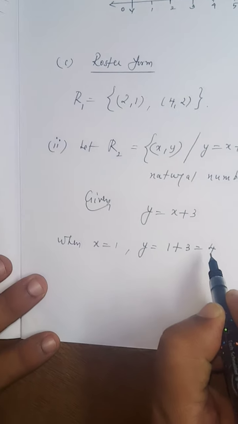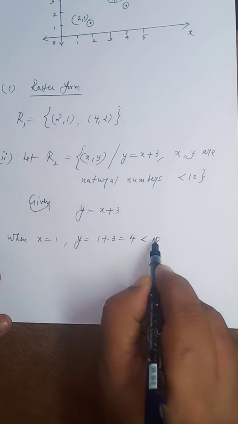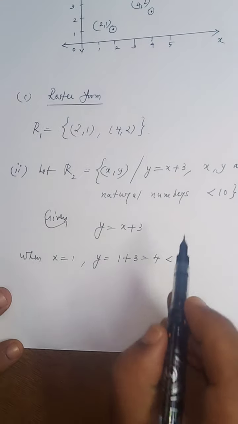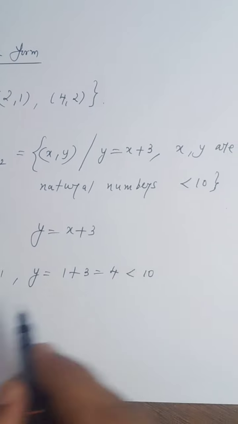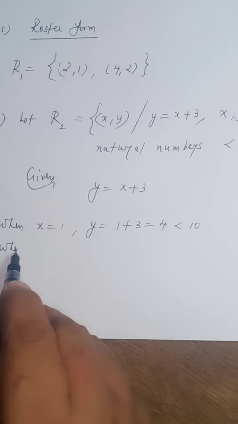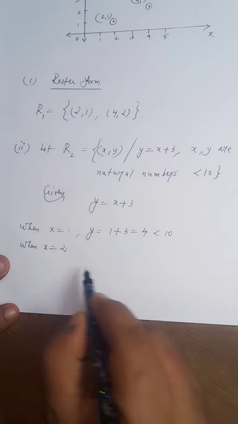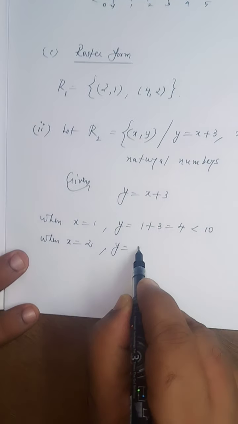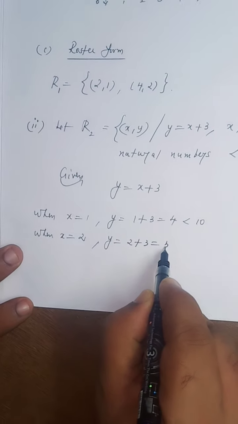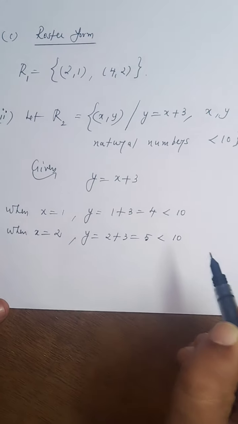4 is a natural number, correct? It is less than 10, because what is given? x and y are natural numbers less than 10. Next, when x equals 2, which is a natural number less than 10, I am going to calculate y. Substitute x equals 2: 2 plus 3 is equal to 5. 5 is a natural number, obviously less than 10.